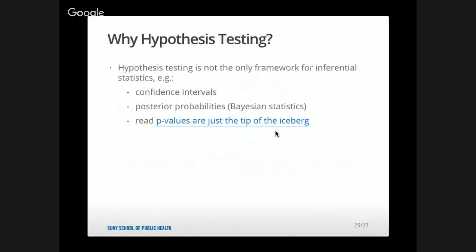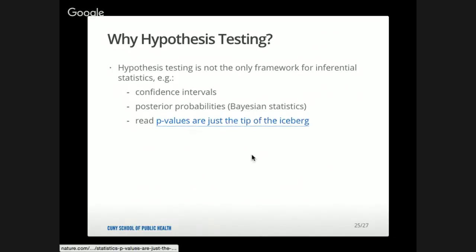This is the final slide for today, and I'm just going to give some motivation for hypothesis testing, which will begin next week, and note for you just that it is not the only framework for inferential statistics. There are also confidence intervals, which are preferred by many people to hypothesis testing, reporting of posterior probabilities, the probability of certain things being true, which is an outcome of Bayesian statistics.